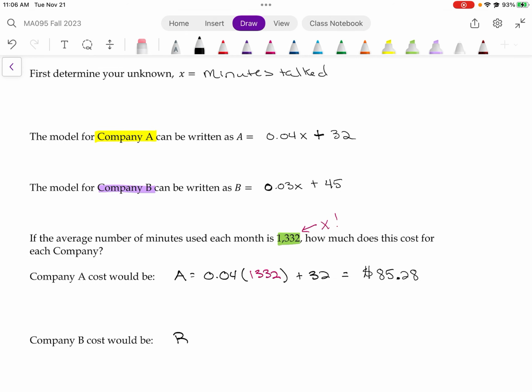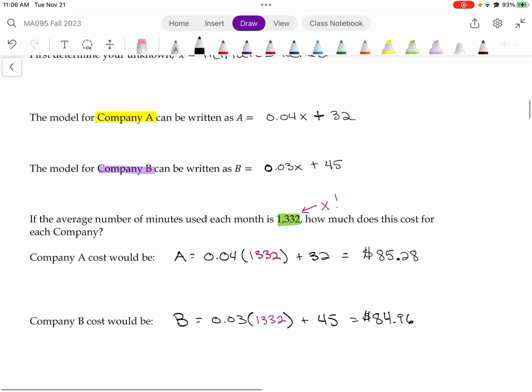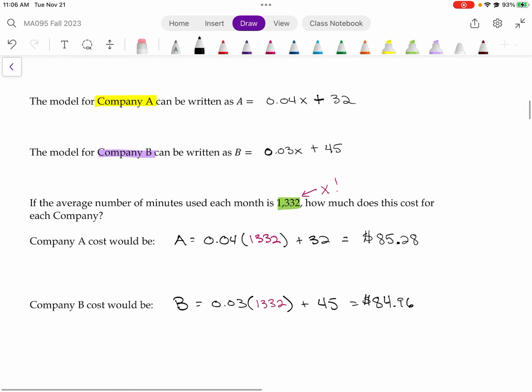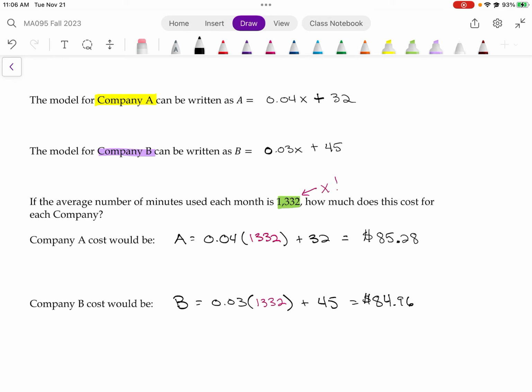All right, company B would be 0.03 times our X, which is 1,332, plus the base price of $45. So I'm just using these equations that we made up here. When I plug it in the calculator, I would recommend pausing and plugging these in and making sure you're getting the same numbers so you know that you're plugging it in your calculator correctly. All right, so that's the final amount on those. So which one's a better deal? Well, at this talk time, it's $84.96. All right, so company B would be a better deal if you talk that many minutes.